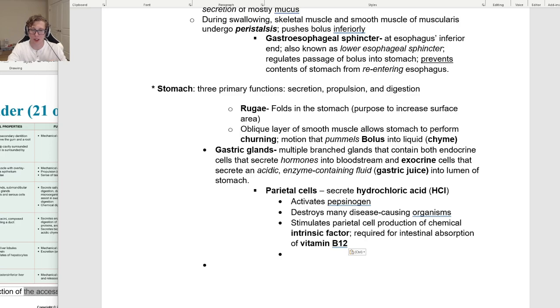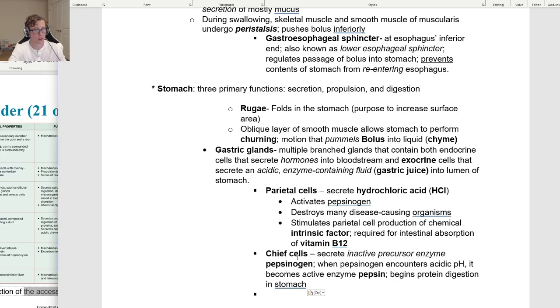Now, let's talk about where pepsinogen comes from. What even is it? So you have cells called chief cells. These secrete the inactive precursor enzyme pepsinogen. Like I said all the way back, if you see the word ogen, that means it's inactive. When that's cleaved off, it becomes active. When pepsinogen encounters that acidic pH in the stomach, it becomes the active enzyme pepsin. And pepsin begins protein digestion in the stomach.